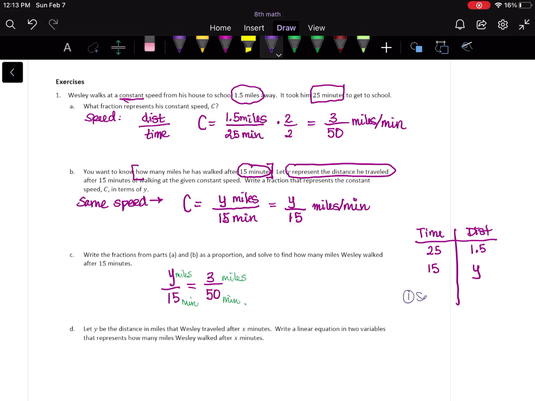Now, let's review where we have gone so far. We set up a proportion. In order to find out what this distance is Wesley's traveled, we're going to need to cross multiply. That's always our next step. And lastly, we're going to solve that new linear equation that we obtain from doing that cross multiplication.